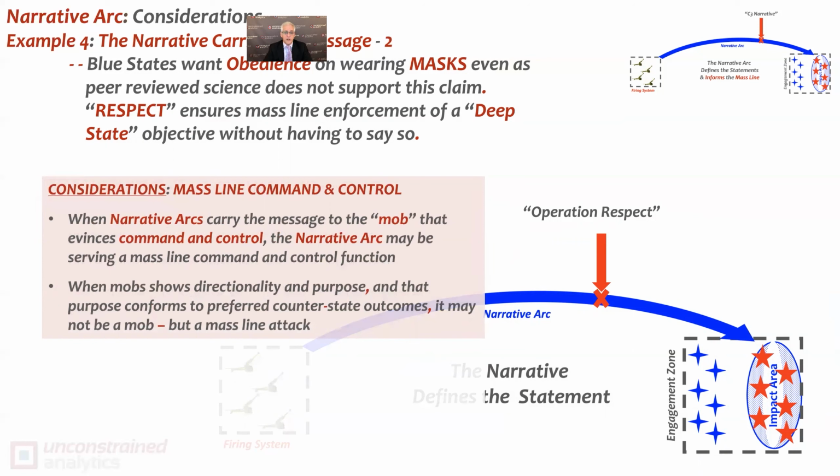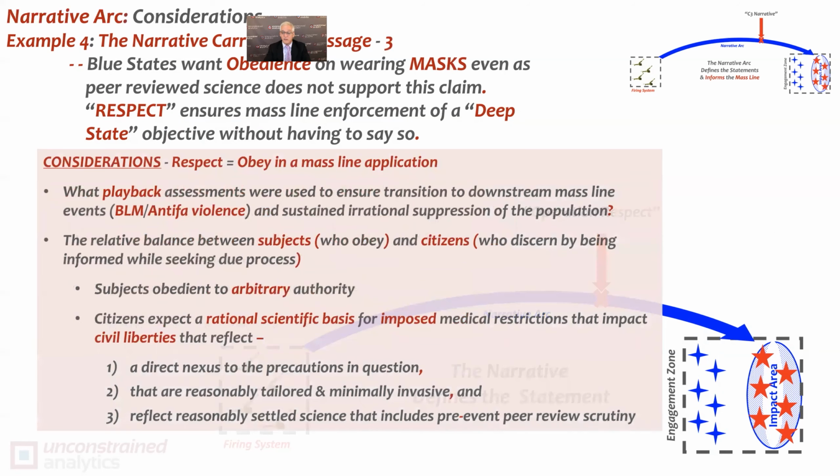When mobs show directionality and purpose, and that purpose conforms to preferred counter-state outcomes, it may not be a mob at all, but a mass line attack. And a mass line attack is a neo-Marxist attack that follows Mao's Long March strategy, which was the strategy that brought the People's Republic of China under the control of the communist nationalists. This is pure Marxism. This isn't a variant. This isn't something that borrows from it.